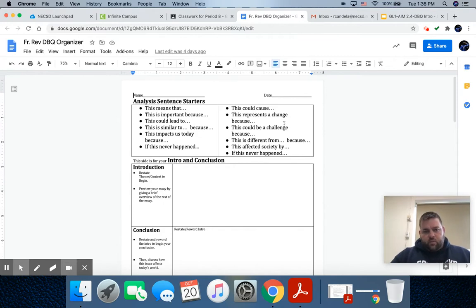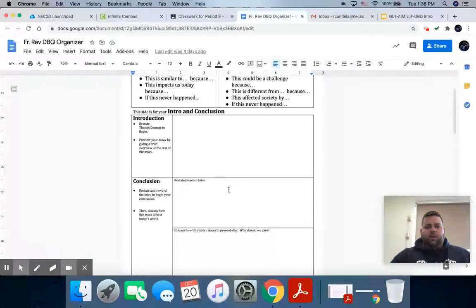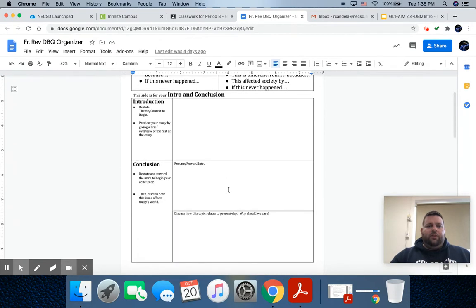So the first thing I'd like to start out with is this first page here has a couple of important things on it. Analysis sentence starters are here. We can kind of come back to that. So let's start with what can be found on the first page that's going to be important to us. Here, the first two boxes are for the introduction and the conclusion of your essay.